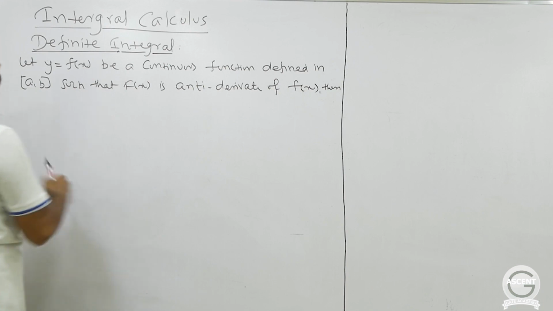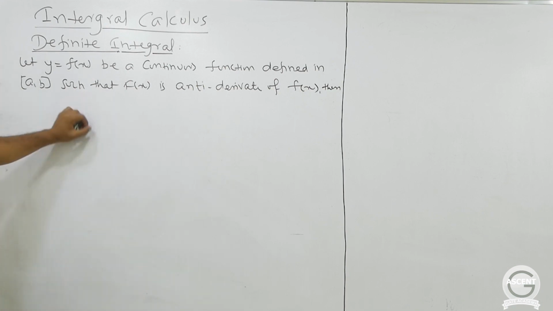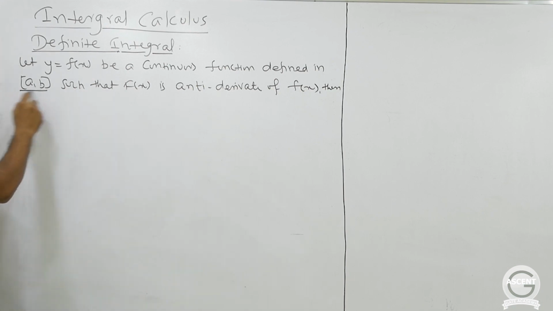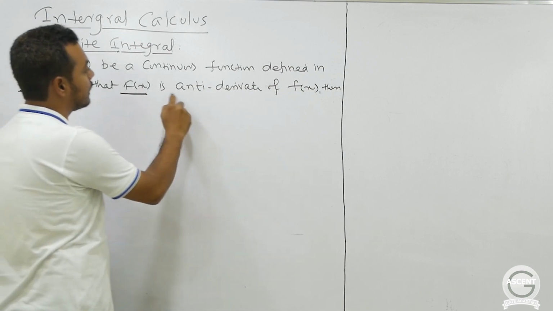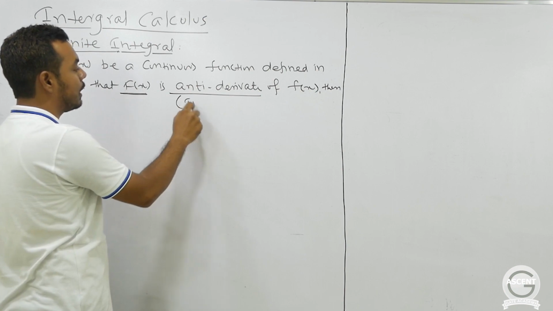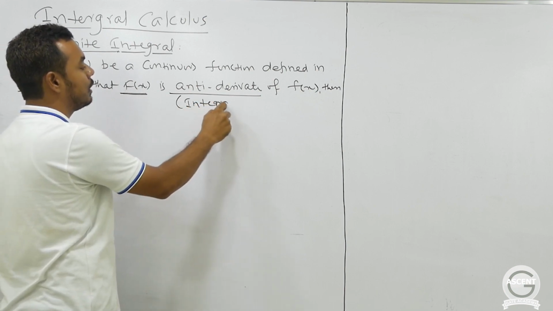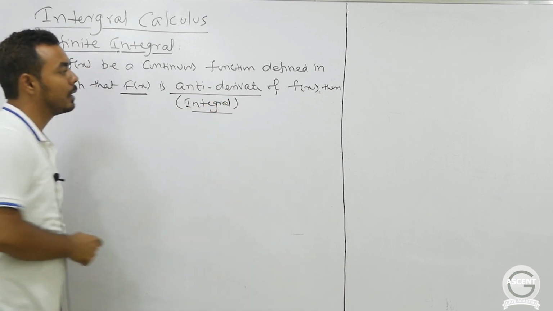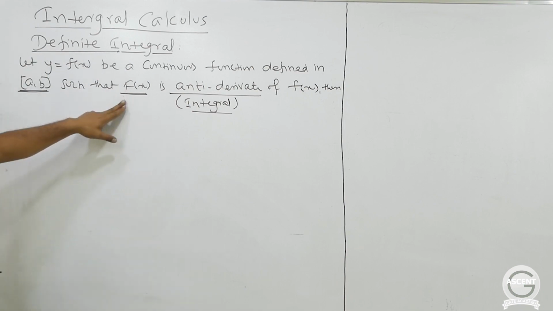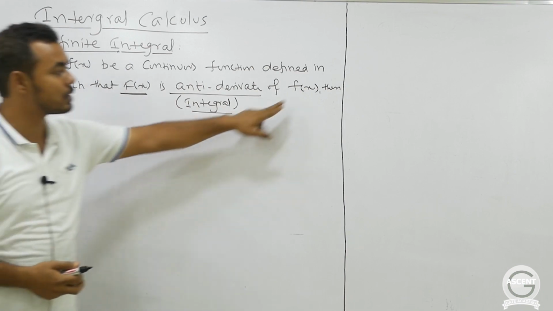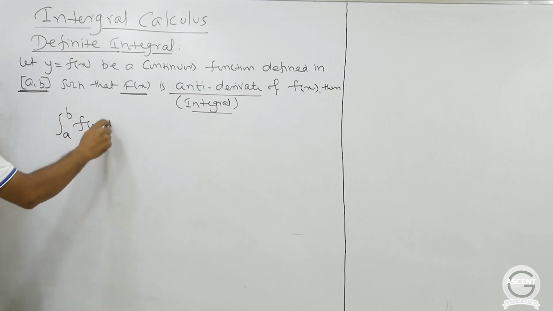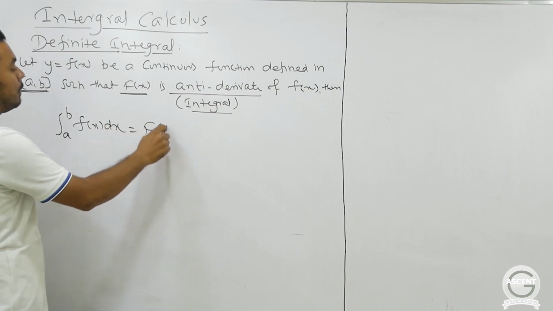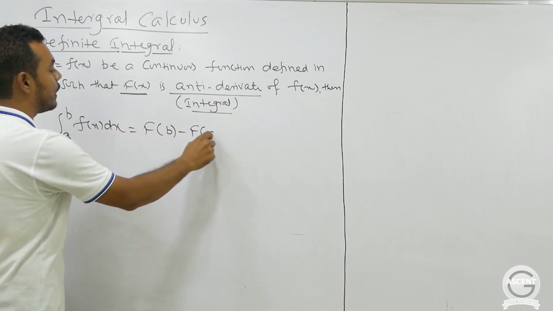Okay, so suppose y equals f(x) is any continuous function defined in this interval [a, b] such that capital F(x) is an antiderivative. The meaning of this term antiderivative is simply integral. Integral is also called antiderivative. So if capital F(x) is the integral of small f(x), then the integration from a to b of f(x) dx will be F(b) minus F(a).